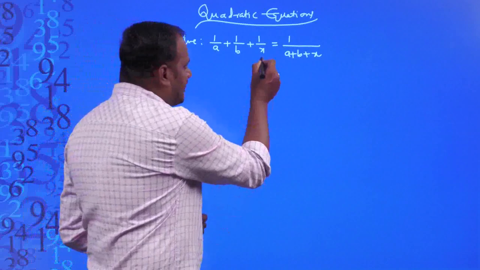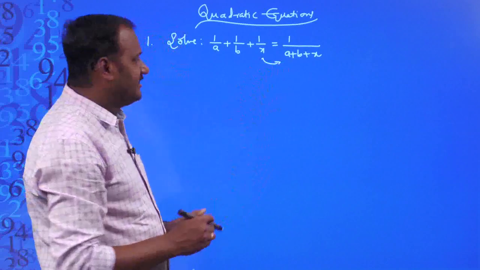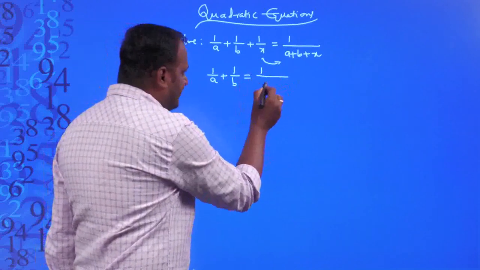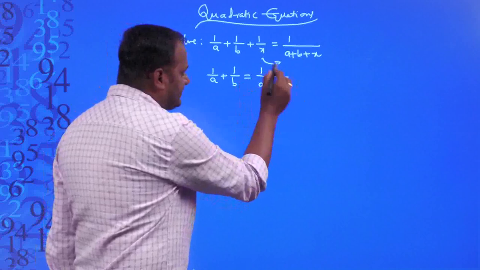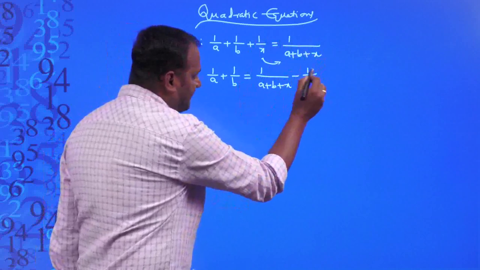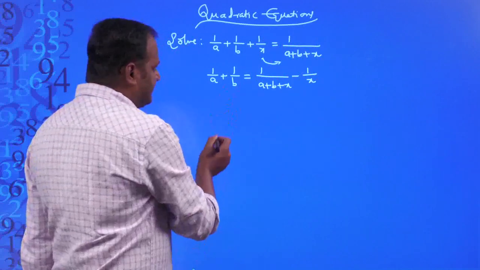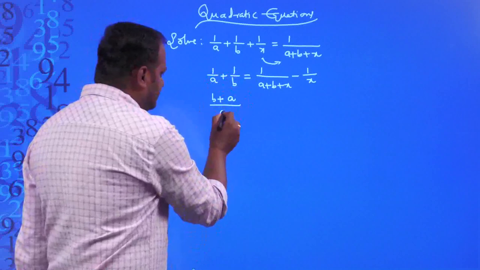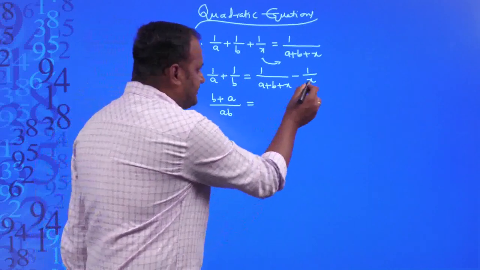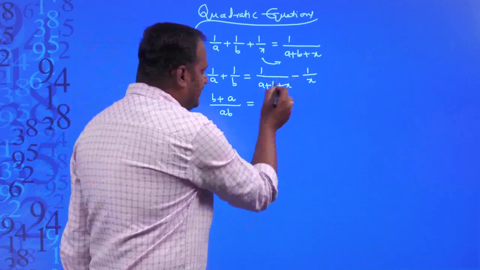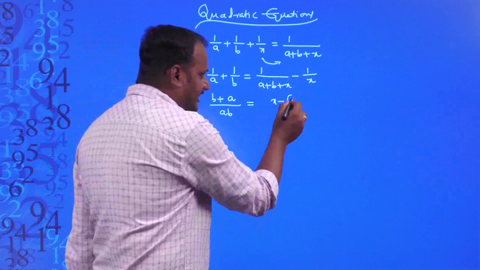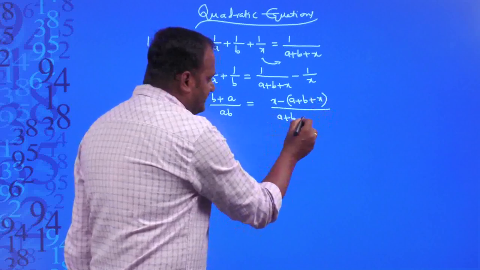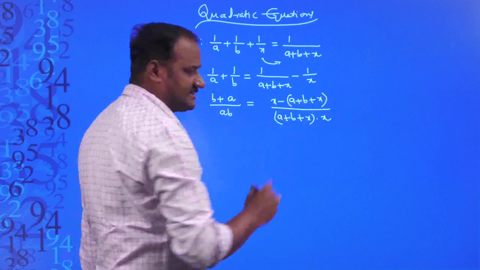I am going to transpose this 1 by x towards the right hand side. Then the problem will become 1 by a plus 1 by b is equal to 1 divided by a plus b plus x, plus 1 by x would be minus 1 divided by x. And then if you find the LCM here, b into 1 is b plus a into 1 is a, divided by a into b which is ab, is equal to x into 1 is x minus 1 into a plus b plus x. Since minus is there, definitely you will have to keep a bracket. A plus b plus x whole divided by a plus b plus x multiplied by x, right?